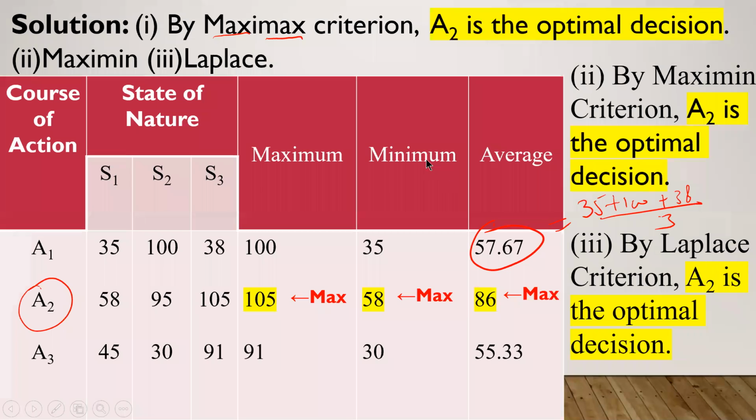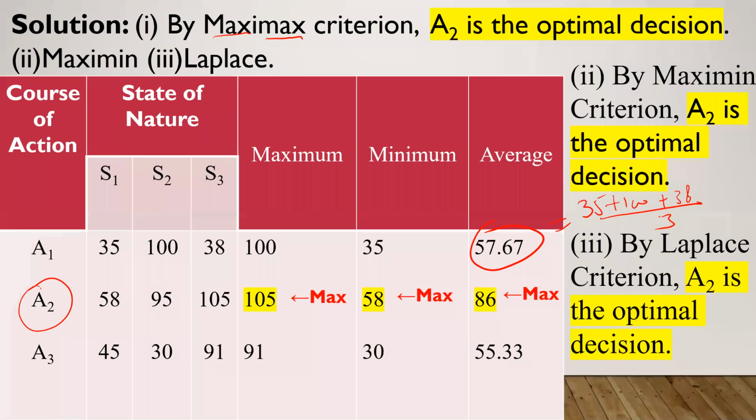Once again, what are the three criteria? Maximax, Maximin and Laplace. In Maximax, what do we do? We first take the maximum profit, and out of that, again we take the maximum. In Maximin, we first take the minimum profit, and out of those minimums, we take the maximum. In Laplace, neither maximum nor minimum, we take the average, and of the averages, take the maximum.